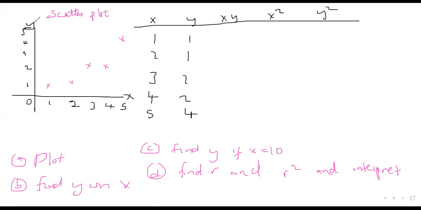From this scatter plot, we can even tell it is upsloping. You see, it's going in this upward direction, and the dots are close to each other, meaning it has a strong relationship. All right, then we can even complete this table.